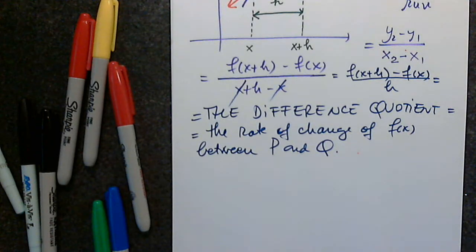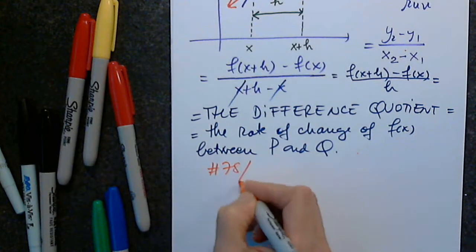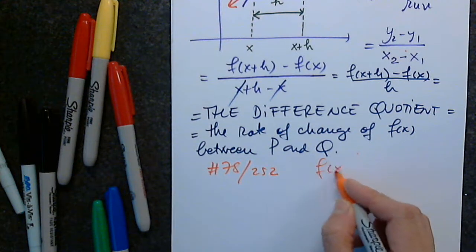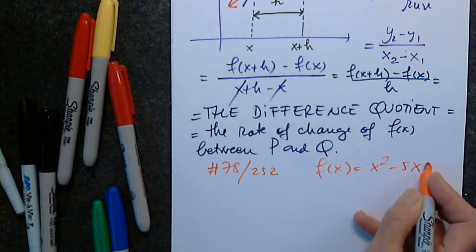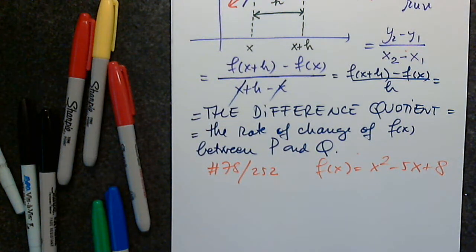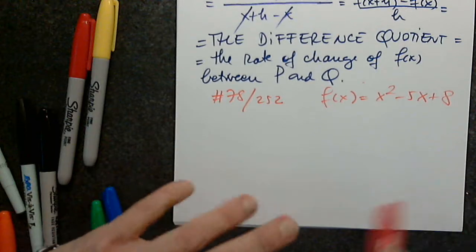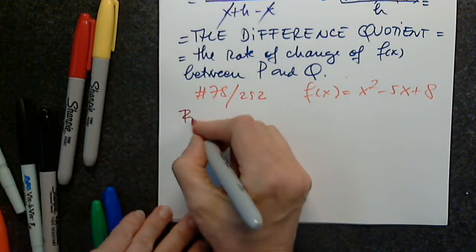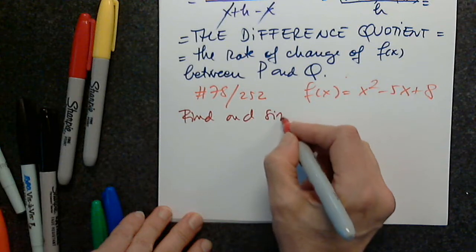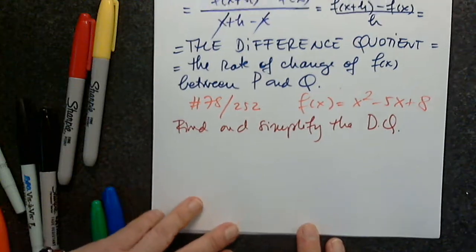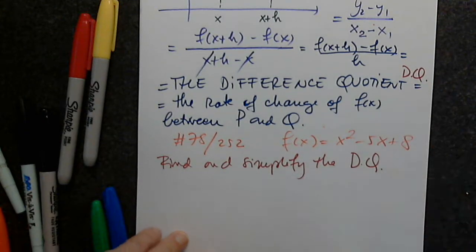Good. So let's look at a function, number 78 on page 252. And the function is f of x equals x squared minus 5x plus 8. We are asked to find and simplify the difference quotient. I know I only have 2 minutes left. We'll see what we can accomplish. Find and simplify the difference quotient. Allow me to use the abbreviation DQ, difference quotient.